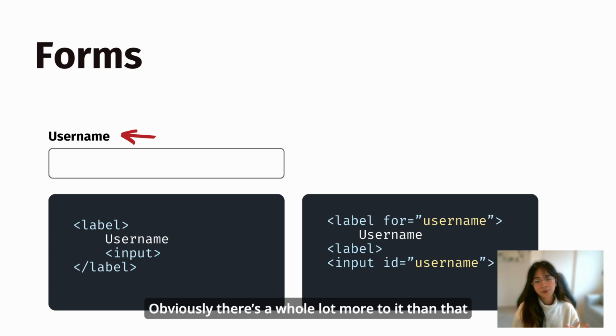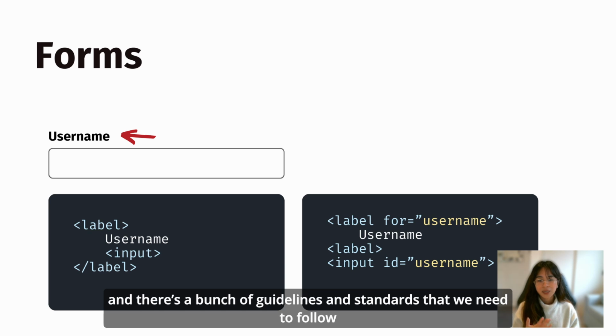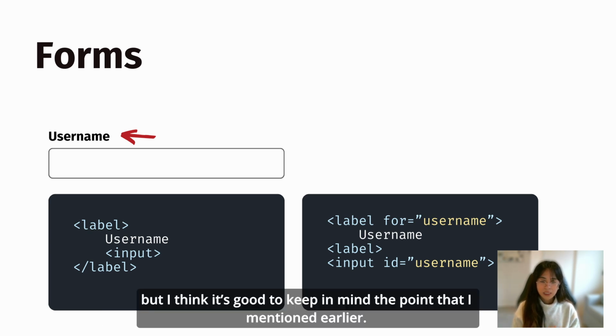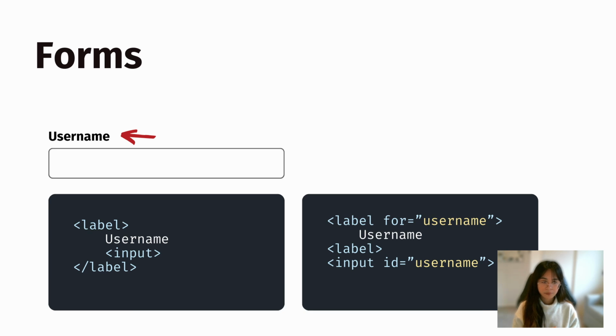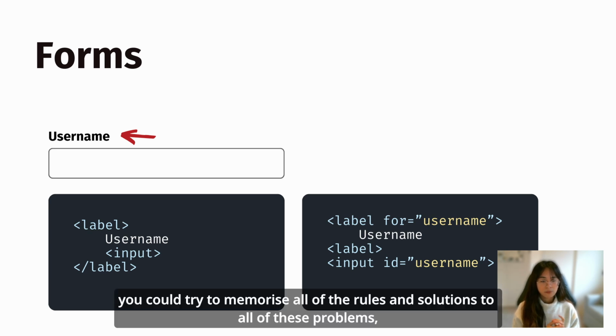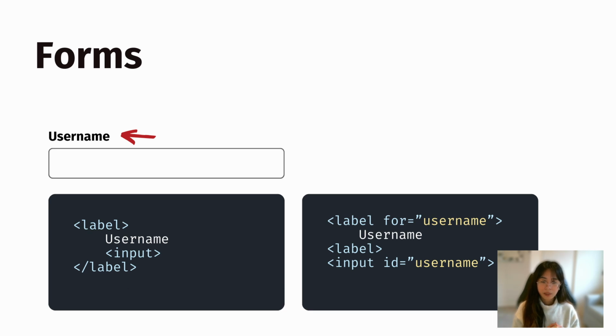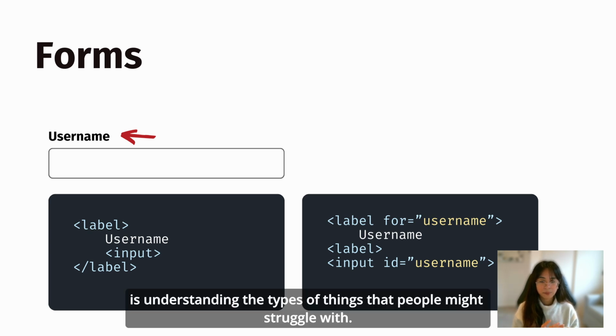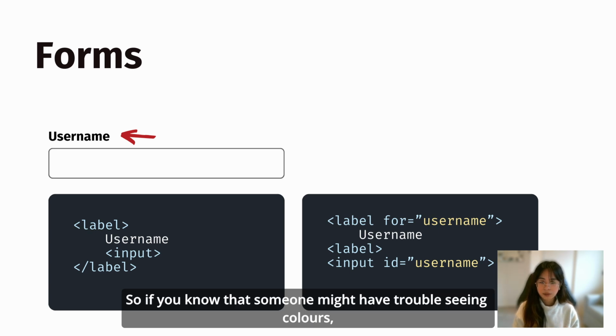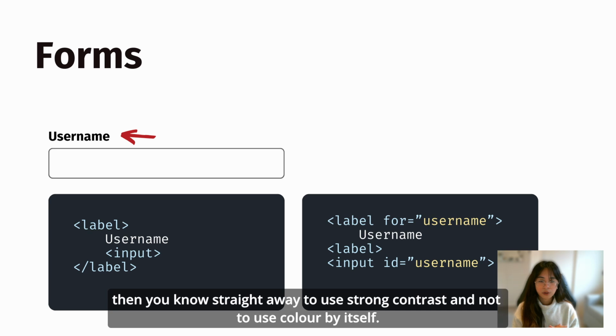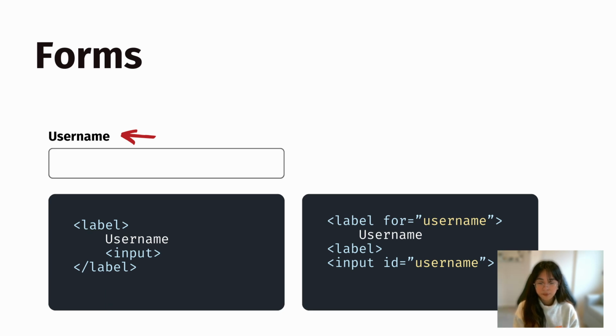Obviously, there's a whole lot more to it than that, and there's a bunch of guidelines and standards that we need to follow, but I think it's good to keep in mind the point that I mentioned earlier, which is that you could try to memorize all of the rules and solutions to all of these problems, but what's probably going to help you more in the early stages especially is understanding the types of things that people might struggle with. So if you know that someone might have trouble seeing colors, then you know straight away to use strong contrast and not to use color by itself.